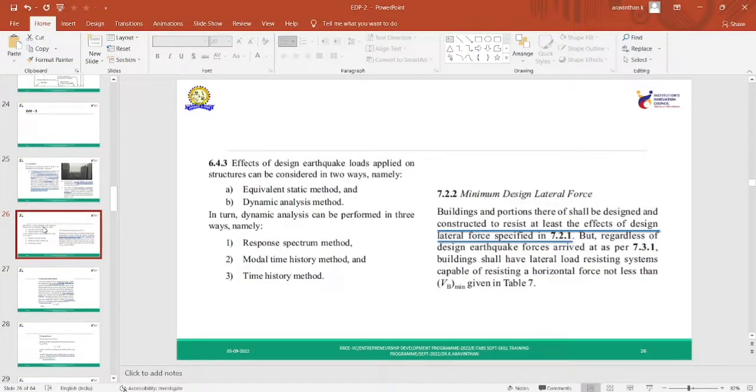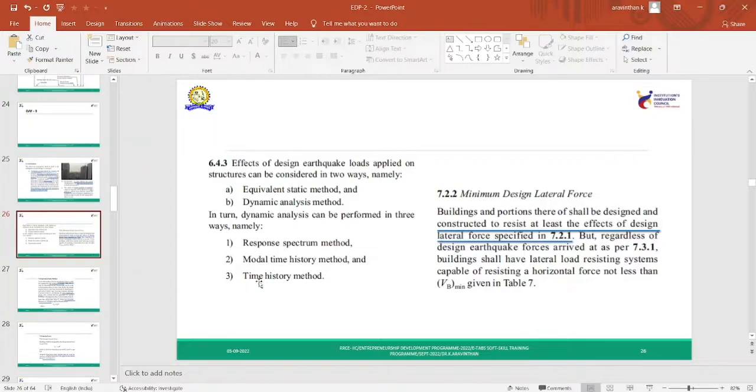What are the different types of dynamic analysis which are available? The first one is the equivalent static method, which we are going to discuss now. Equivalent static method is a part of static analysis. Even though the earthquake wave is dynamic, the dynamic load is considered as a static load and they perform the analysis. In dynamic analysis methods, you have the spectrum method, the time history analysis method, and the modal time history method. These three methods are available in dynamic analysis.